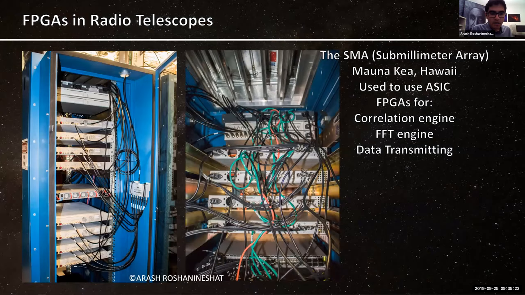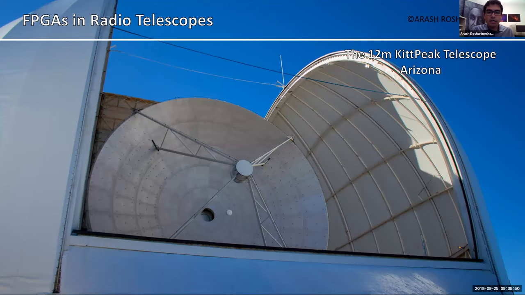Here I've put some pictures of their backend. Here you can see the FPGA boards. They are called ROACH 2s, which is just the Casper name for an FPGA board. It is a Xilinx board, Xilinx FPGA. So they're using FPGAs as their backend. Also here in Arizona, we have the 12 meter Kitt Peak telescope, where we are going to use FPGAs for signal processing and again transmitting the data for recording on a disk.